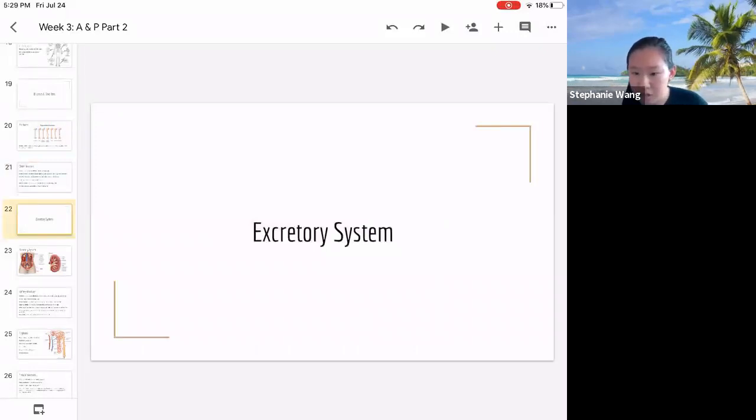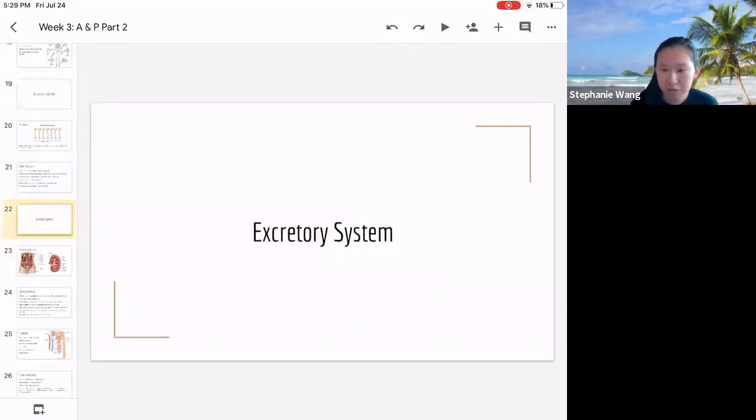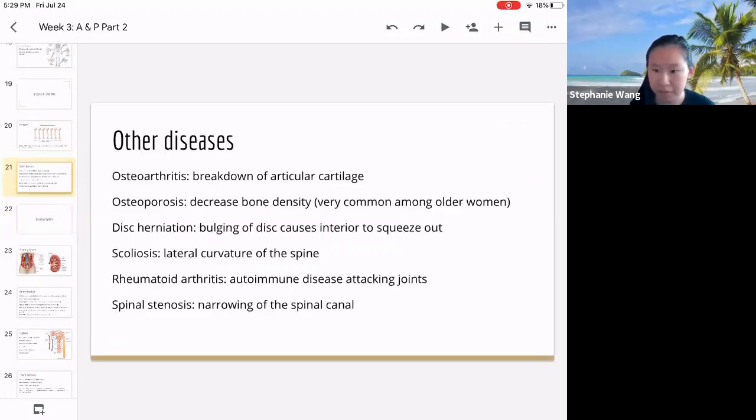Oh, David asks about it. Oh, wait, there's no other one. There's only osteo for bones. Okay, next we're gonna move on to the excretory system. And for the most part, the excretory system, I will go back, my bad. For the most part, the excretory system refers to the kidneys, the urinary system. There are also other parts of the excretory system, like your lungs.